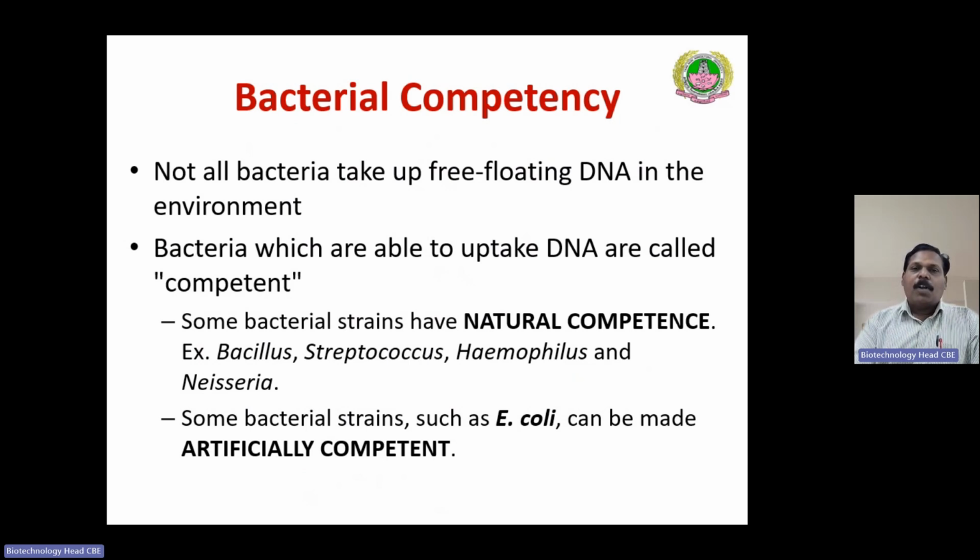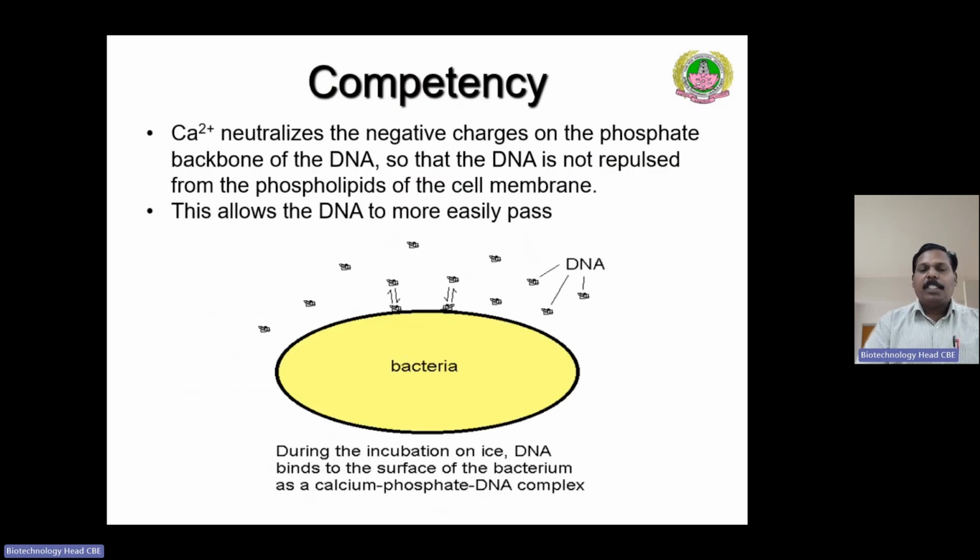But in a genetic engineering laboratory, we routinely use a modified strain of E. coli, basically modified from the K12 strain of E. coli, that can be treated with some salts to increase its competency to take up foreign DNA. Now these cells are said to be artificially competent, or competent cells. So how do we increase the competency? We can use some chloride salts to increase the competency of these cells. The chloride salts can be calcium chloride, rubidium chloride, or magnesium chloride.